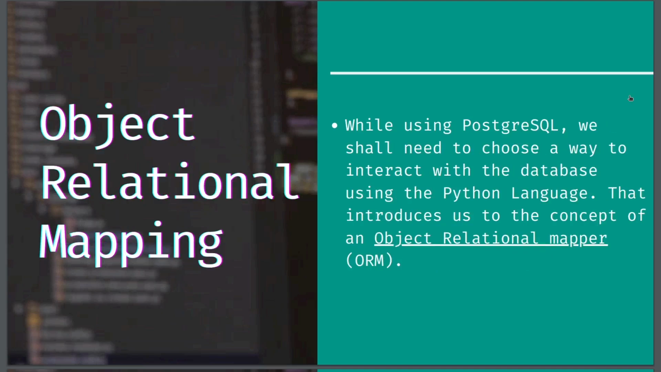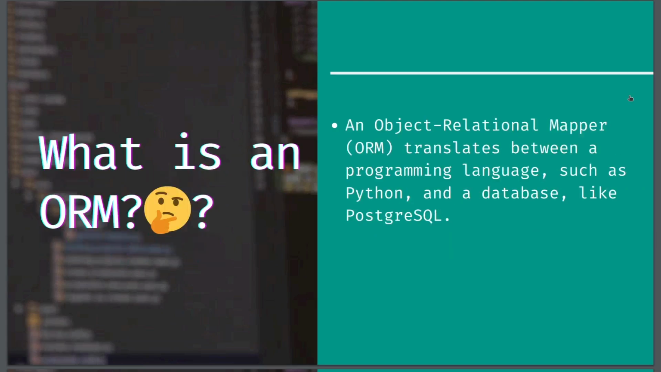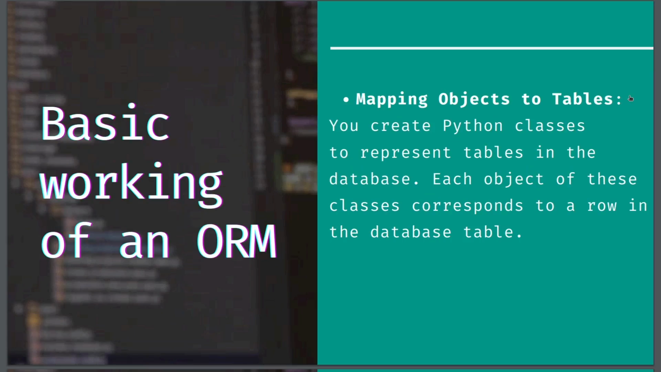While using Postgres, we also need an object relational mapper, which is just a way for us to interact with a database using our Python programming language. An object relational mapper is simply a translator between our programming language, which is Python in this case, and the database, that is a relational database such as PostgreSQL, MySQL, SQLite, and so on.